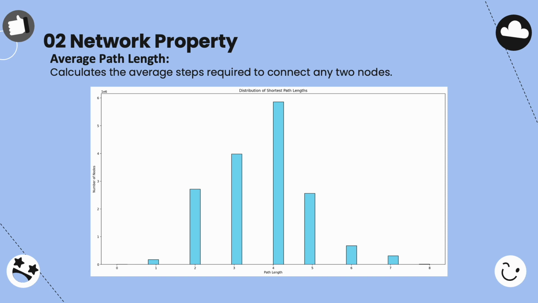Path lengths of 5 to 7 steps occur less frequently, suggesting that while most of the network is closely connected, there are certain parts of the network that are more isolated or serve as bridges between dense clusters, and the longest shortest path appears to be 8 steps, which indicates the maximum distance between the most distant nodes in the network.